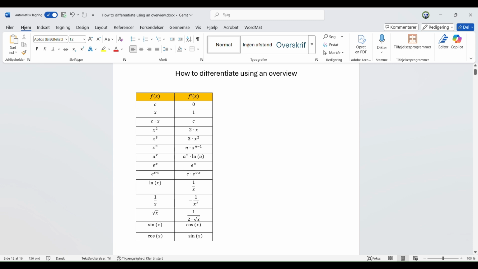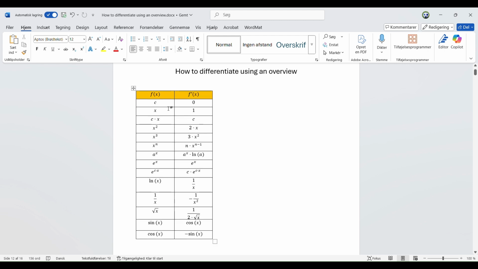My name is Tobias and today we're going to look at how to differentiate functions using an overview like this one over here, found in normal math textbooks. So on the left side we've got our functions down here, and on the right side we've got our derivatives or differentiated functions over here. So if we, for example, have a constant function, f of x equals c, then the first order derivative would be equal to 0. So f prime of x equals 0.